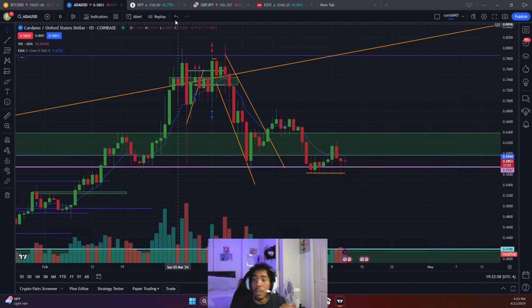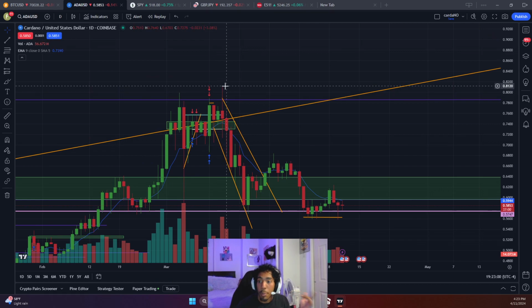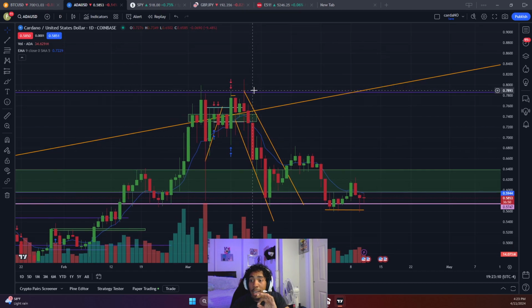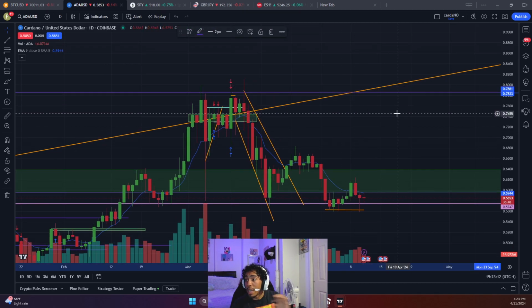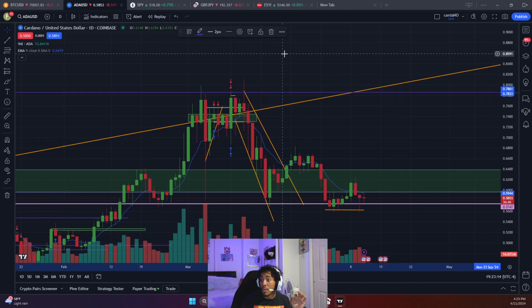Feel me? So now we go into the peak, right? We peaked at 80 cents, almost 81 cents, right? And so I marked this purple line up here. It's indicating the 78 cents area, right?